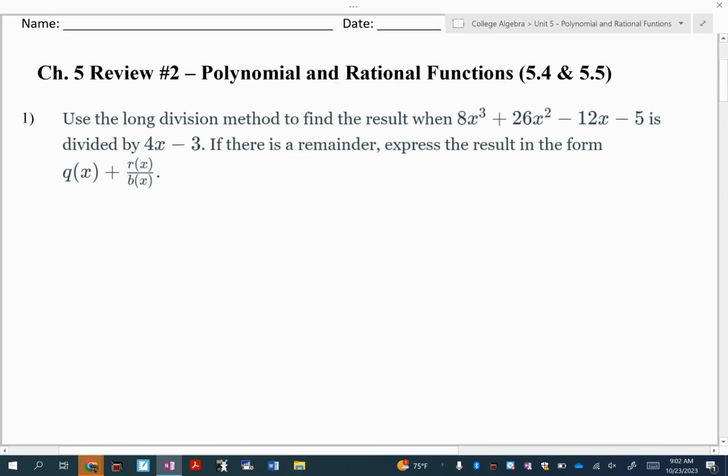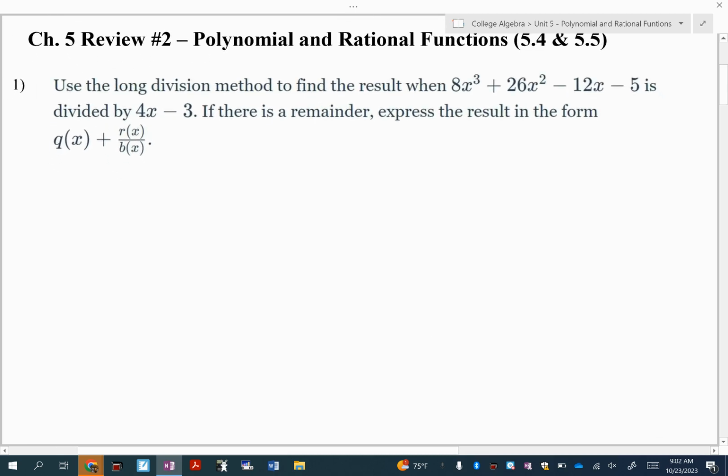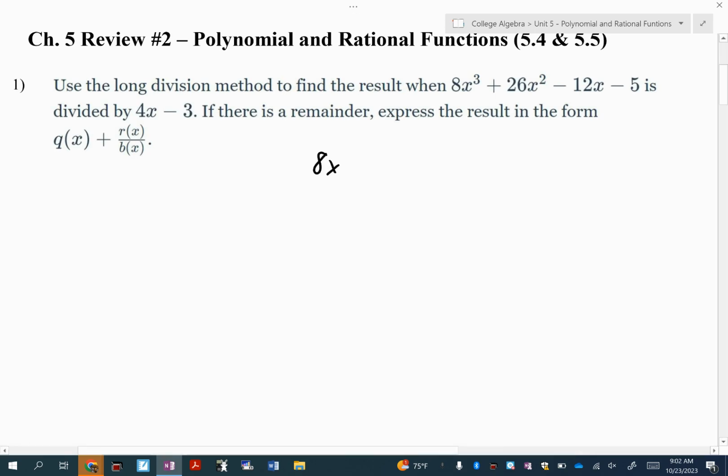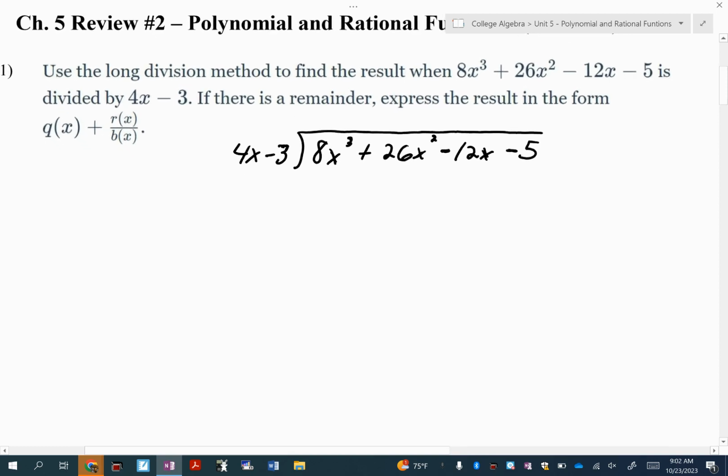All right, so let's start with this first one here. I'm using long division to divide this cubic polynomial with 4 terms, 8x cubed plus 26x squared minus 12x and then minus 5, divided by 4x minus 3. So the way that I was teaching you guys to do this in class was very similar to what you did when you did this in elementary school, right?